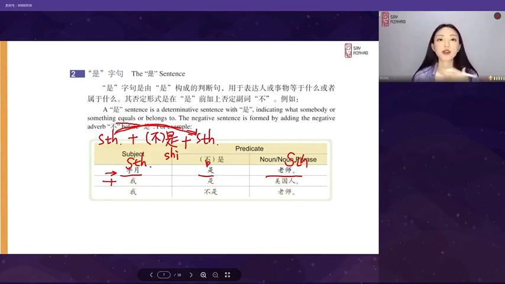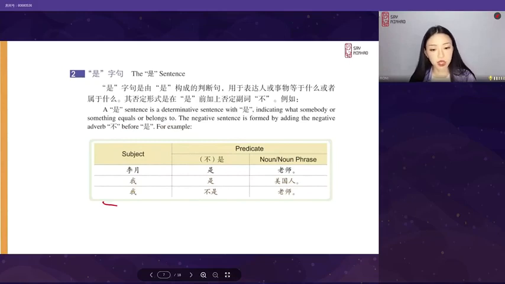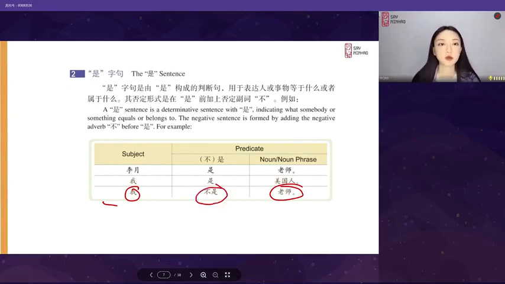Let's see next one is 我是美国人. 我 means me. 是 means to be. 美国人 means American. So this sentence actually means I am American. So we can see the structure of it is the subject 我 equals to 美国人, American. Now let's see the last example, which is the negative form of 是. 我不是老师. 我 is the subject. 老师 teacher is the noun acted as an object. And 不是 here is the verb. And the sentence actually means I am not teacher.